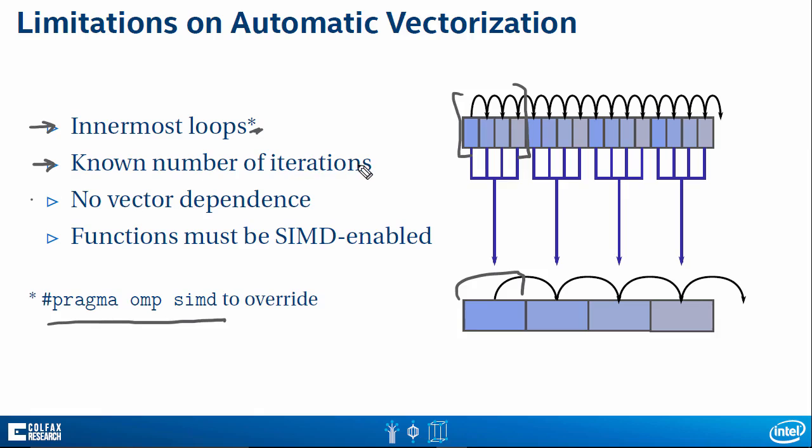For loops are going to be vectorized as long as they don't have premature exits. But if you have while loops, they are out of the question, because you don't know when the while loop will end. The compiler will try to check for vector dependence in your loops, and vectorization will fail if vector dependence is detected. We will talk about it later. If you have function calls in your loops, these functions must be SIMD-enabled, and we will talk about SIMD-enabled functions soon.